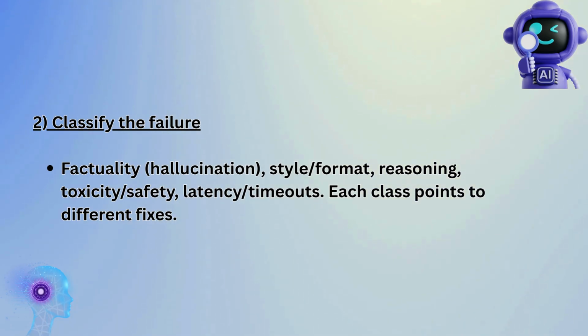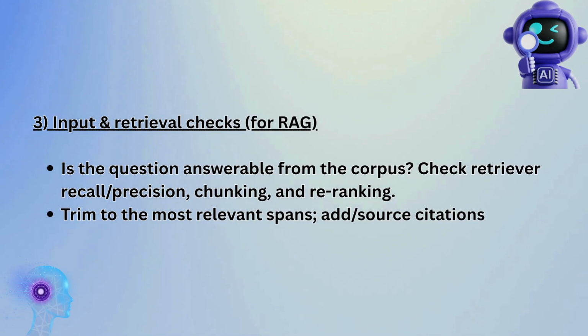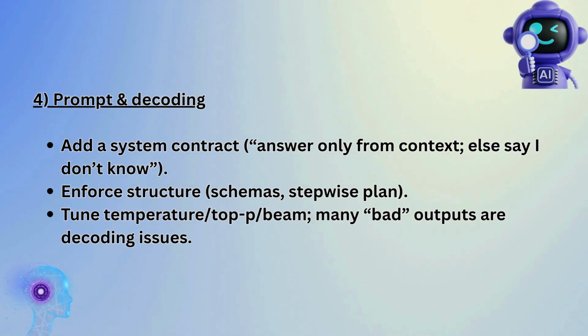Second, classify the failure: factuality, hallucination, style, format, reasoning, toxicity, safety, latency, timeouts. Each class points to different fixes. 3. Input and retrieval checks. For RAG, is the question answerable from the corpus? Check retriever recall, precision, chunking, and re-ranking. Trim to the most relevant spans. Add source citations.